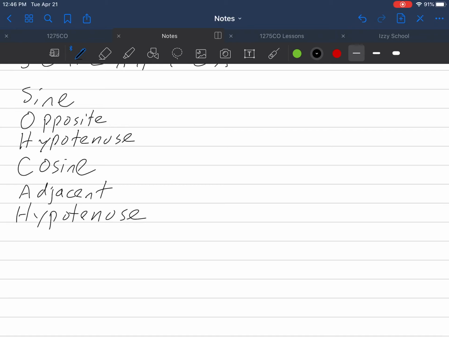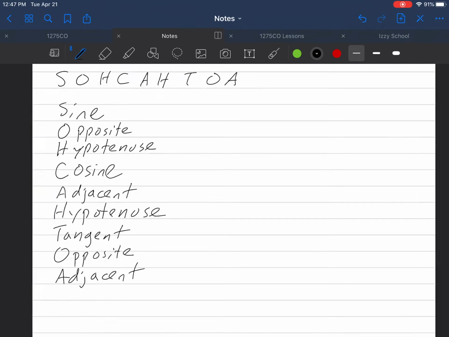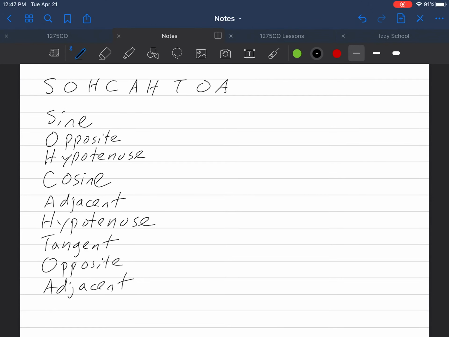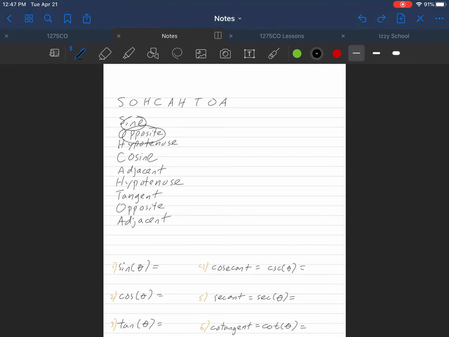T stands for tangent. And since that's followed by O and A, that is going to be opposite and adjacent. So these are the letters in SOHCAHTOA, and these are their meanings. Sine, opposite, hypotenuse, and so on and so forth.